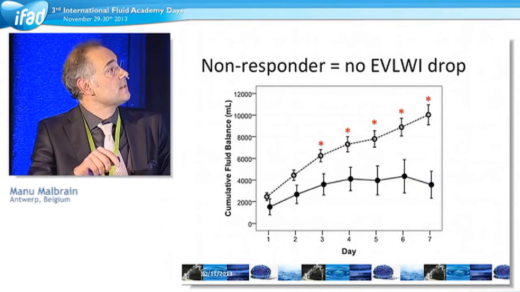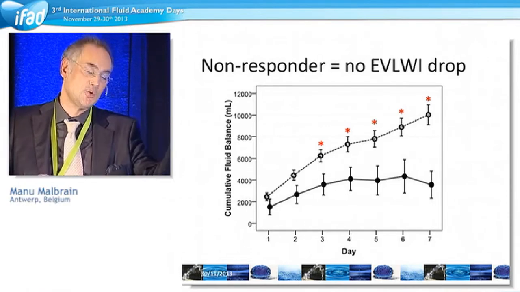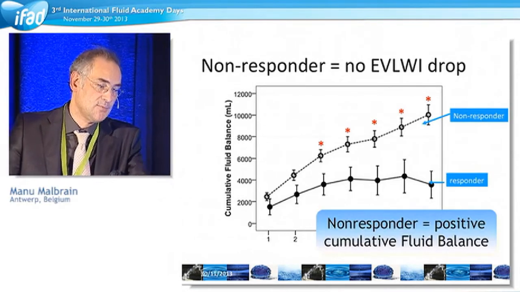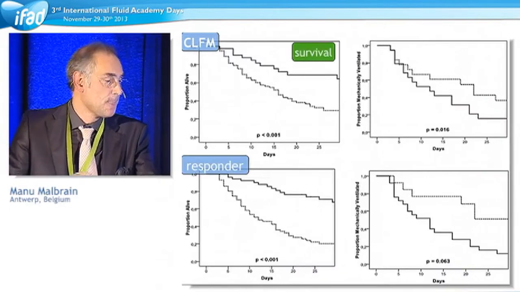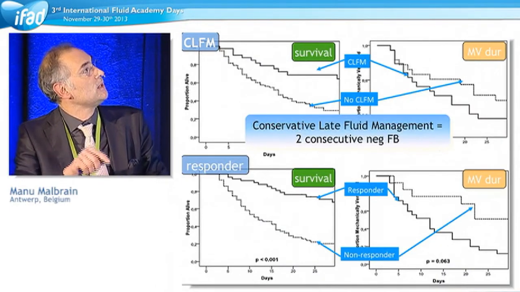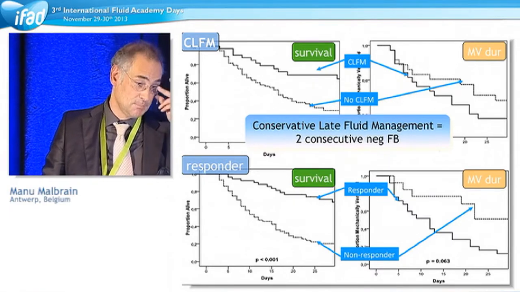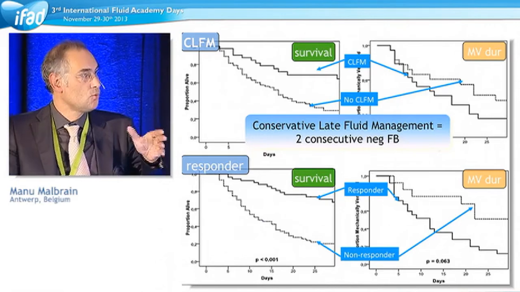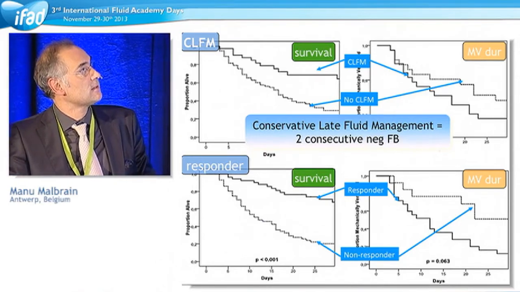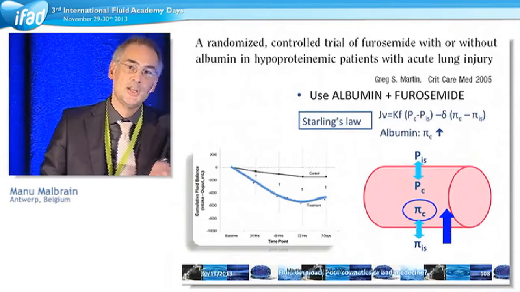And as you can see here, responders have a cumulative fluid balance in balance, while non-responders, so those who increase extravascular lung water, have an increase in cumulative fluid balance. Responders had a better survival and had a faster weaning. Patients who had conservative late fluid management, defined as 2 negative consecutive fluid balances, also had a better survival and a faster weaning. Just one more thing.